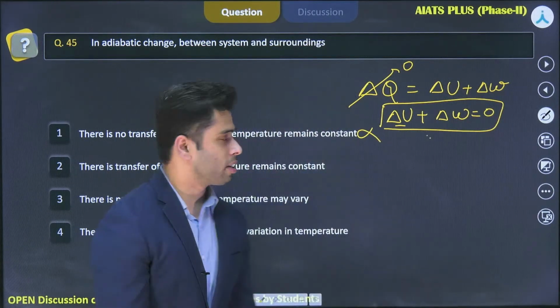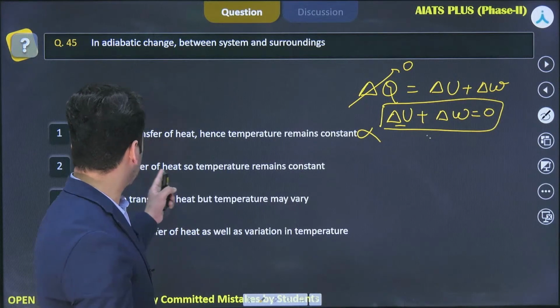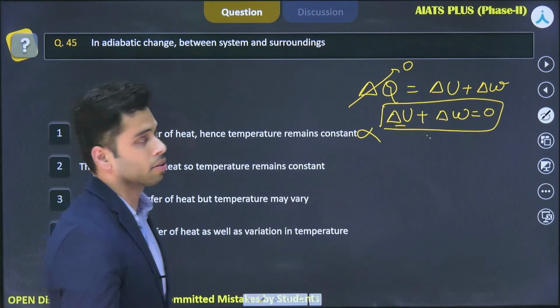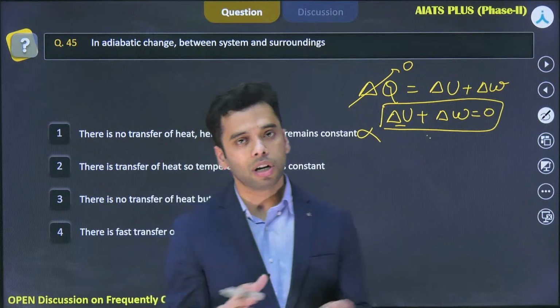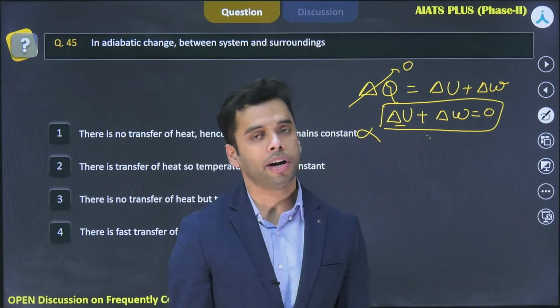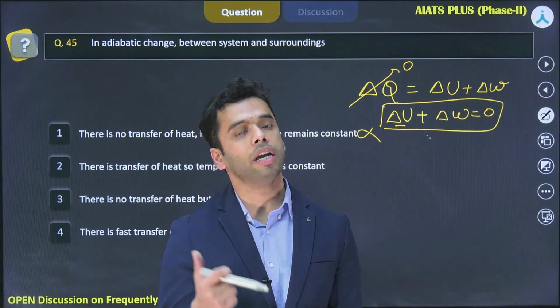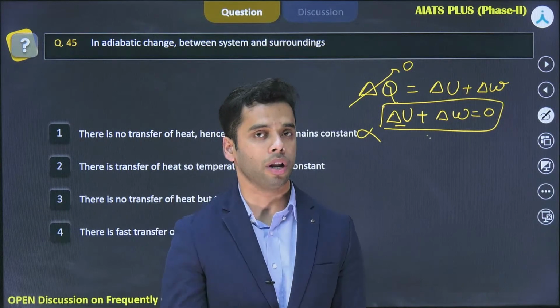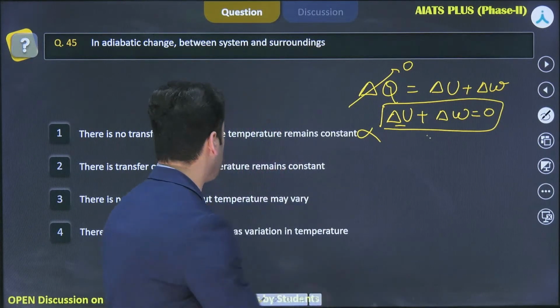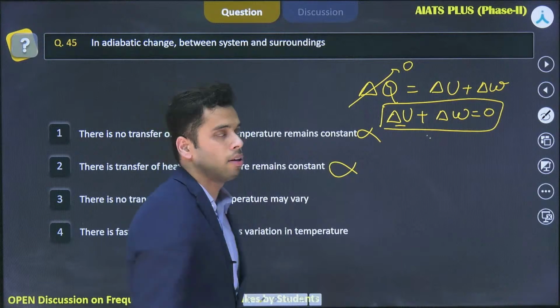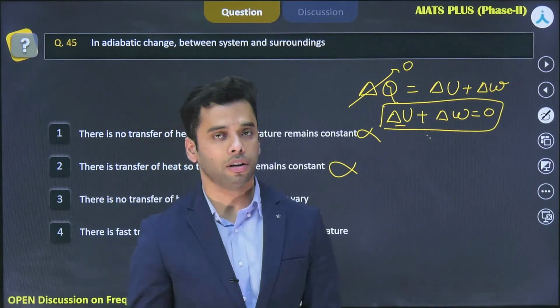Let's go through the second option. It says that there is transfer of heat, so temperature remains constant. Okay, this is absurdly wrong. The key concept of adiabatic process is that there is no heat interaction between the system and the surrounding. So option 2 is completely wrong. There is no chance of the second option being right.